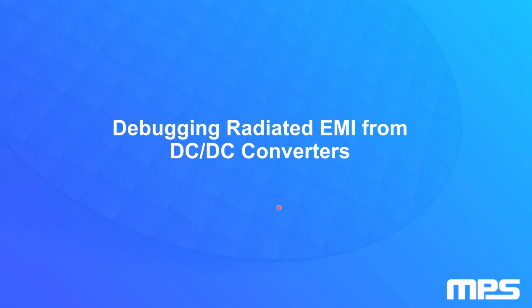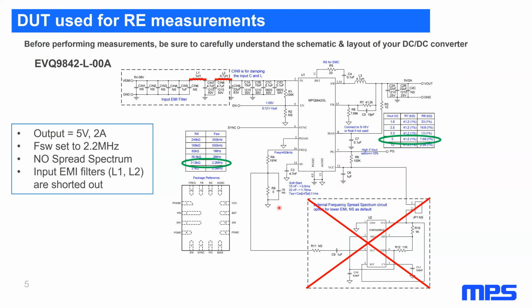So now we get into an actual example using the 9842, where we do some measurements and then try to do something useful with them. So first of all, before performing measurements, we want to carefully look at the schematic for our test board. In this case, this device comes with an EMI filter populated, so it has a 4th order EMI filter on the front end, but for this test, I removed these. I basically shorted out the two inductors, L1 and L2.